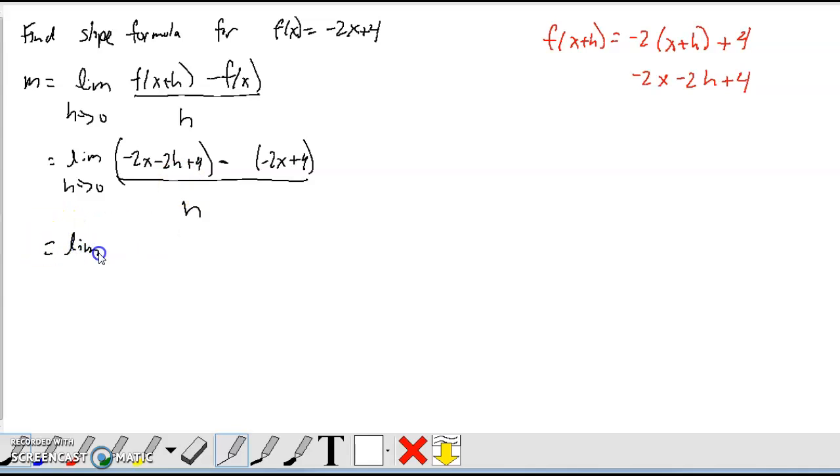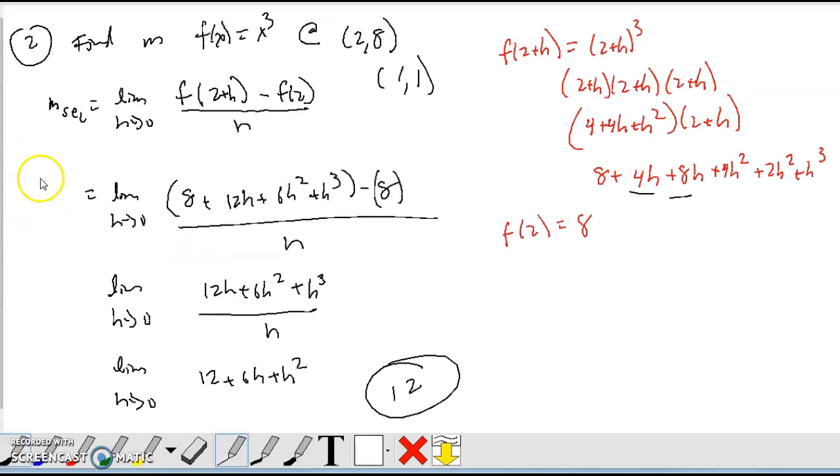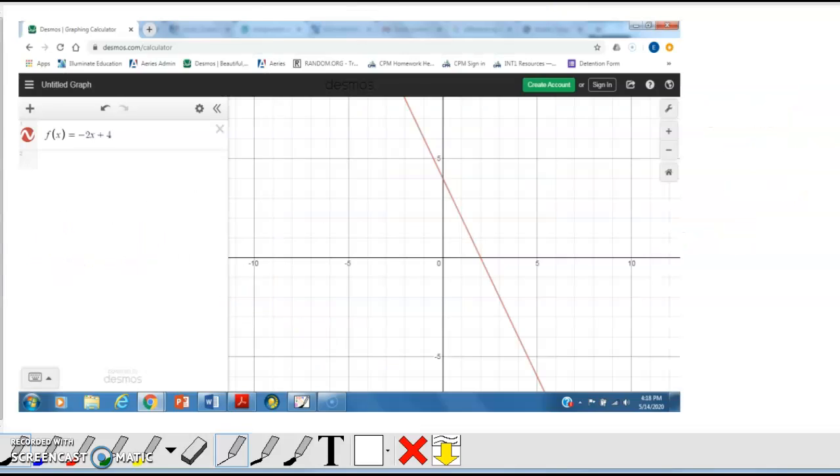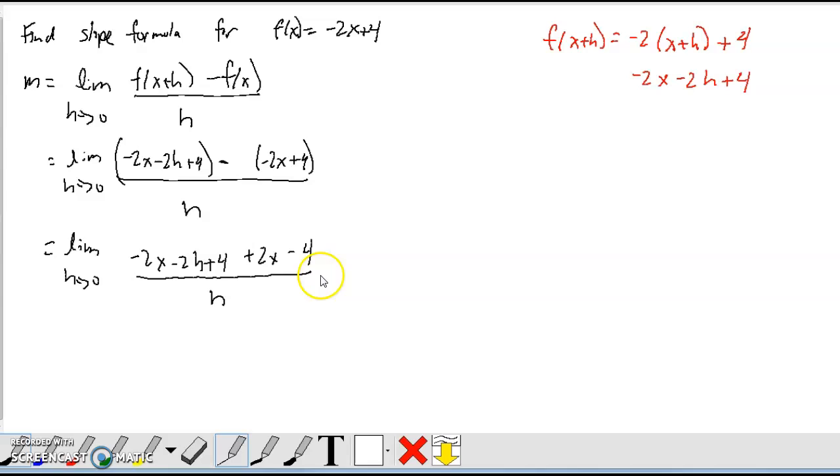So what are we going to get? The limit as h approaches 0. We drop the parentheses on the first one; it doesn't really affect anything. Here, the two negatives cancel each other out, leaving a 2x, and we're going to get a negative 4. Here's the very important thing to remember. Just like on the previous problem, where this 8 and this 8 always disappeared, or on this problem, this 4 and this 4 disappeared, on here, everything that was in here is going to disappear.